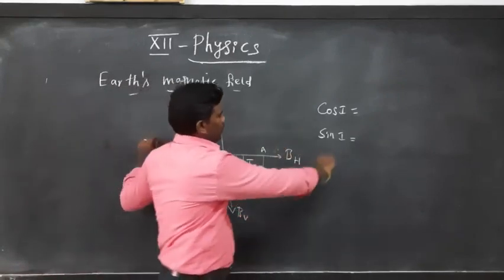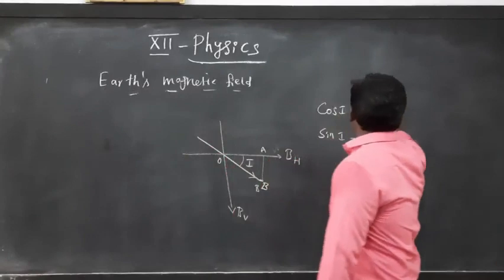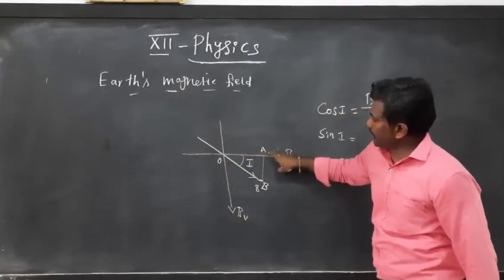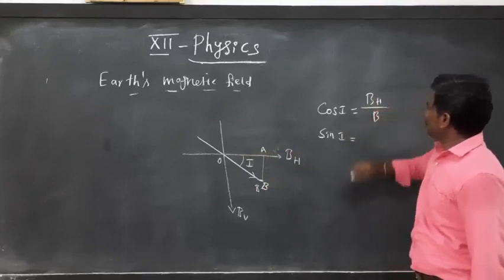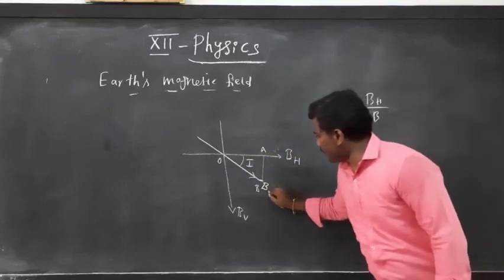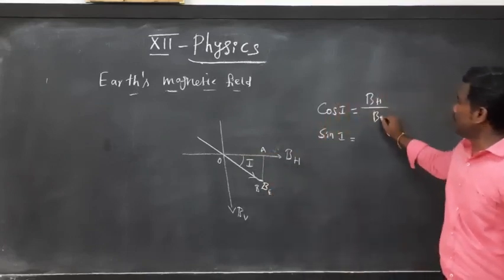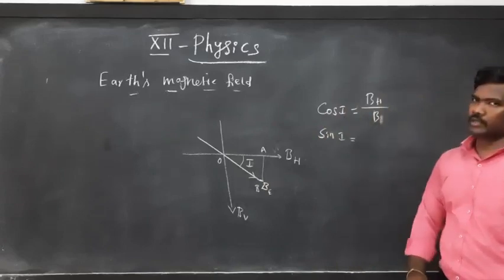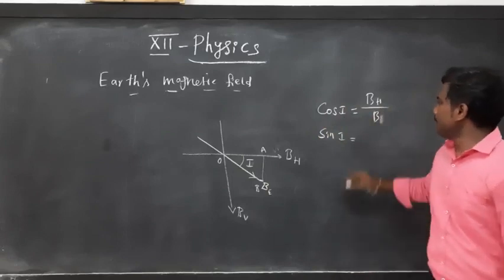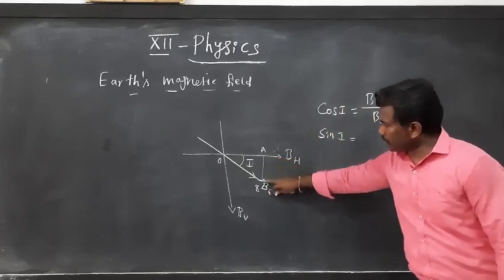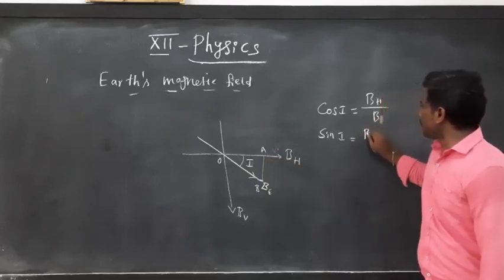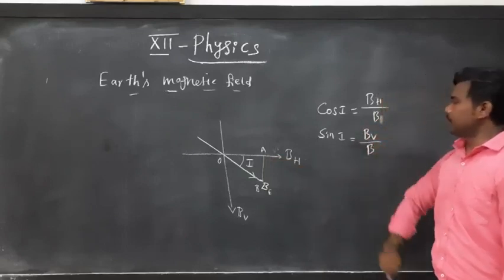For cos I, it is BH divided by B. If we take B as the earth magnetic field, we can write it as BE, or simply use the letter B. Okay, for sin I, we have the formula: the opposite side AE is nothing but the vertical component, so BV divided by B.